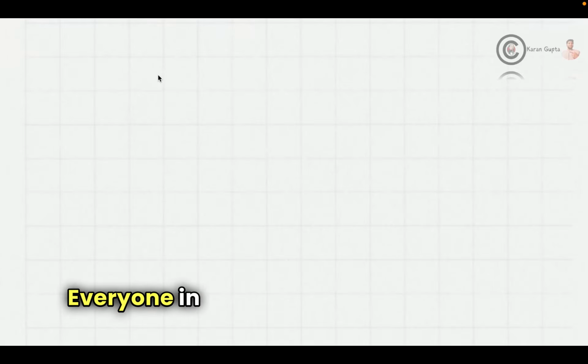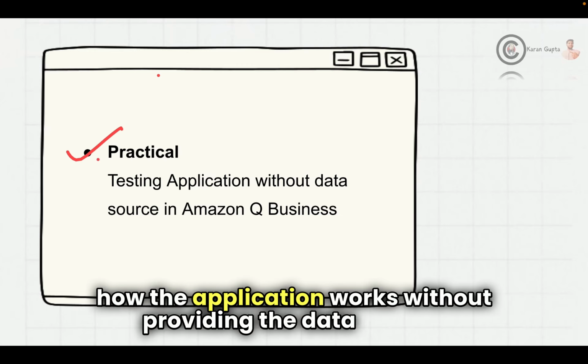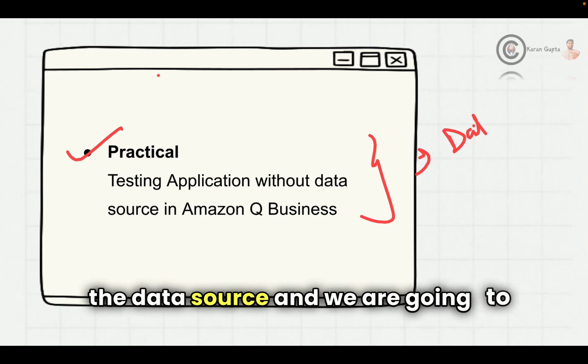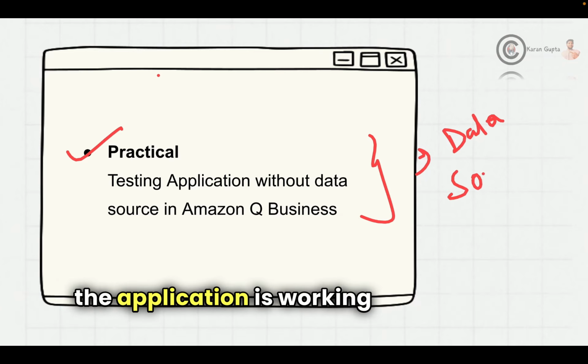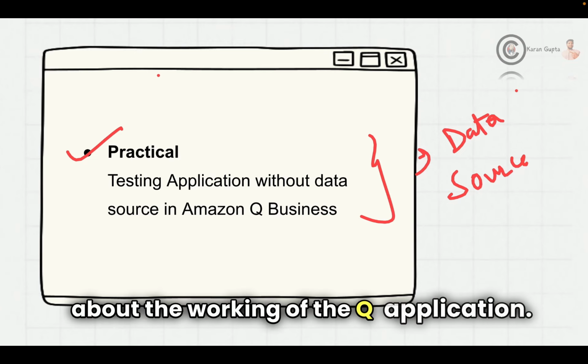Hey everyone. In this session, we are going to see how the application works without providing the data source. So in this session, we are not going to provide the data source and we are going to check how the application is working without any data source. So we can have brief knowledge about the working of the Q application.